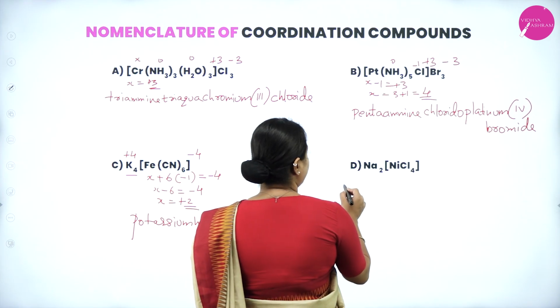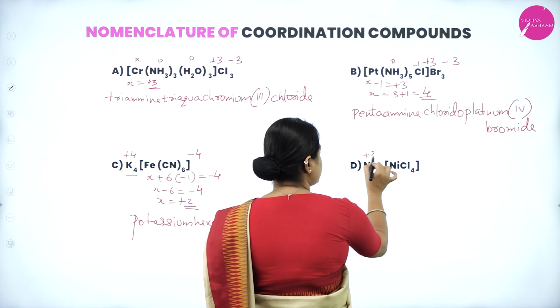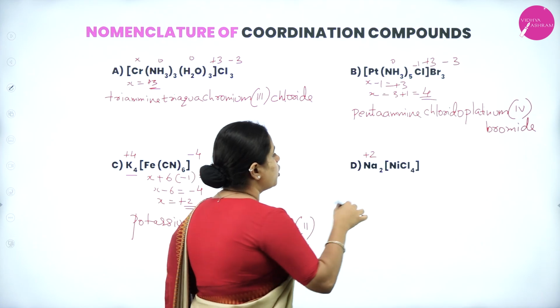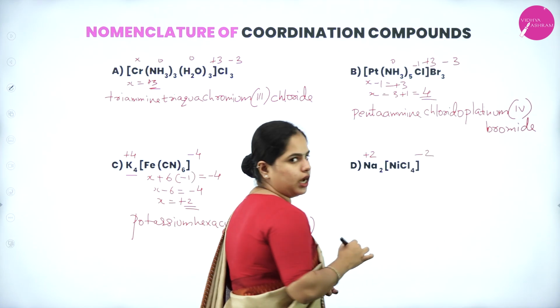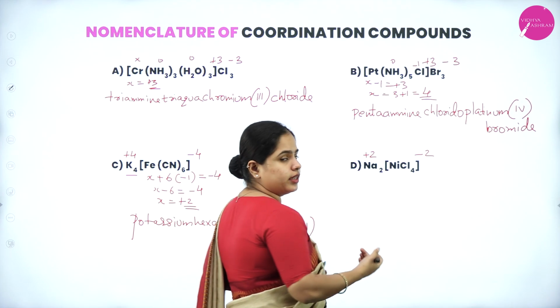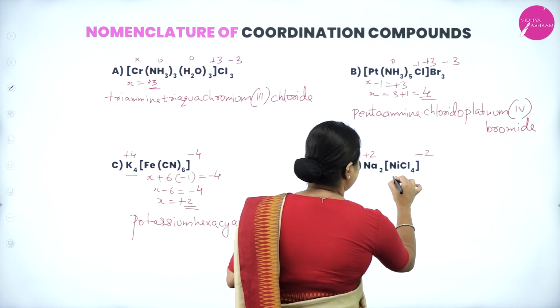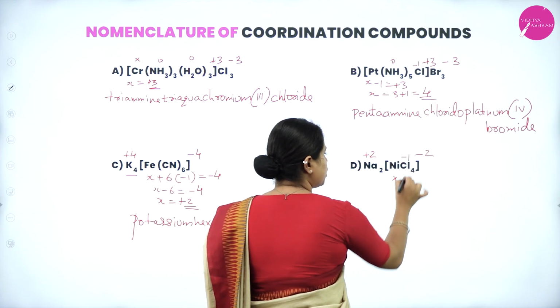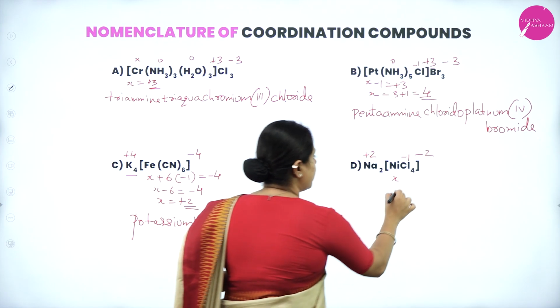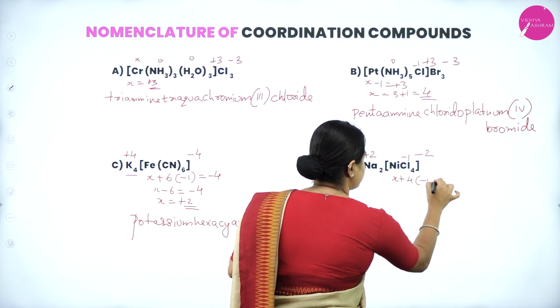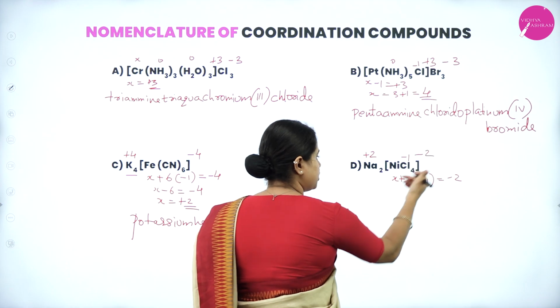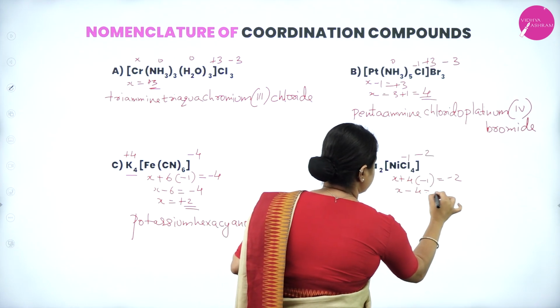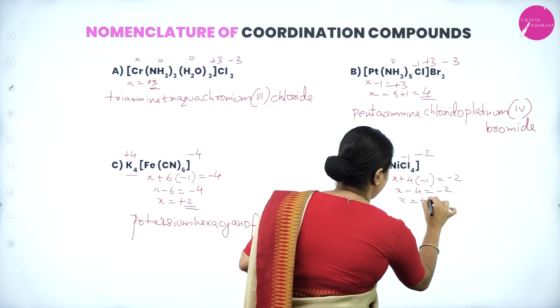Now moving on to the next one, Na2NiCl4. So again, sodium has a plus 1 charge. So 2 sodiums are there, so plus 2. The coordination sphere will get a minus 2 charge. Right. So now let's calculate the oxidation number of nickel. For nickel it is x, and for each chlorido it is minus 1. How many are there? 4 are there. So 4 into minus 1 is minus 4. The total charge is minus 2, right? So x minus 4 is equal to minus 2. x will be equal to plus 2.